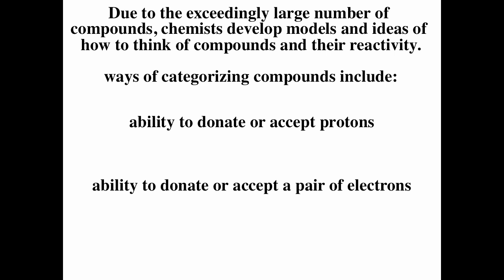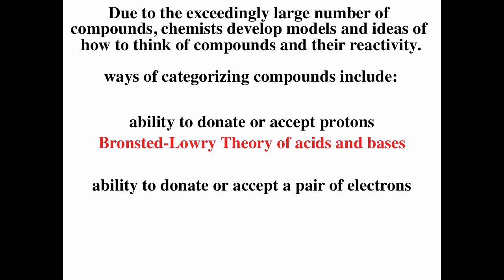And some ways of categorizing different compounds are the ability to donate or accept protons. A proton is just a hydrogen ion, and that's the basis for Bronsted-Lowry theories of acids and bases. Another way of categorizing a compound is its ability to donate or accept a pair of electrons, and that's what Lewis acid-base theory is based on.